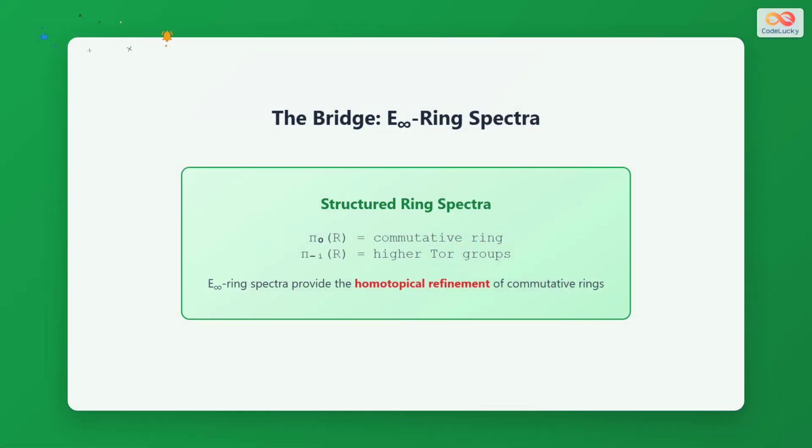The bridge between homotopy theory and derived algebraic geometry is E-infinity ring spectra. For structured ring spectra, π0 of R equals a commutative ring, and π_{-i} of R equals higher Tor groups. E-infinity ring spectra provide the homotopical refinement of commutative rings.